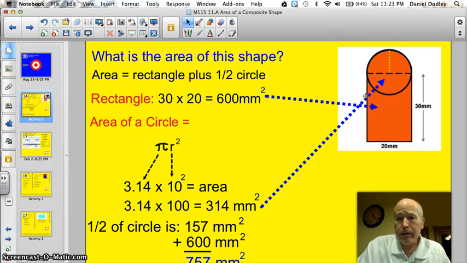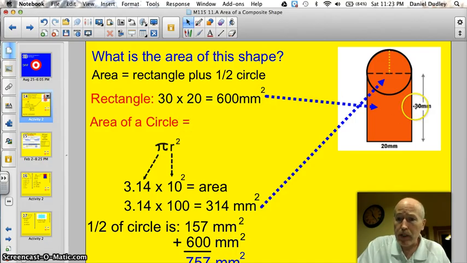How do you do it? Well, I don't know either. Wait, I do know. I could find the area of this rectangle right here, and then I could find the area of the circle. I could cut the circle in half and add the area of the rectangle plus half of a circle. That's what I'm going to do. But see how I made a plan first? That's step one tonight.